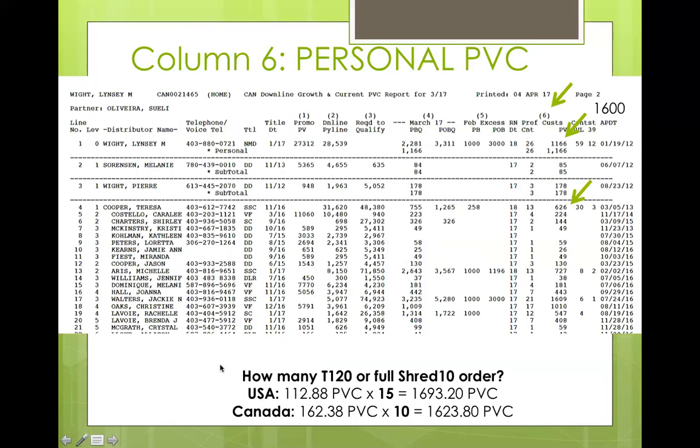But how many T120 or full Shred 10 orders does that take? Well, in the US, if you take the PVC times 15, you need 15 to be over the 1,600 number. 14 is just shy of 1,600. So you could have maybe another order, but somewhere between 14 and 15 Shred orders is what we want to duplicate. And in Canada, it's higher PVC, so it's 10 orders.